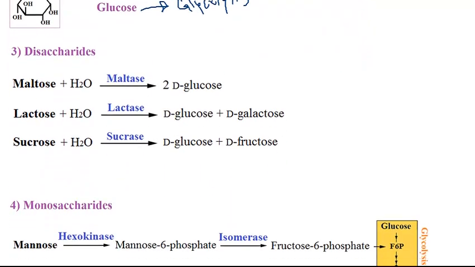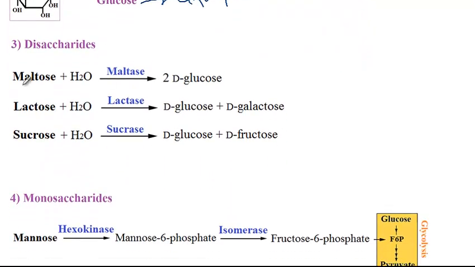Moving on to disaccharides, which includes maltose, that is made of 2 glucose molecules that are bound together, lactose, which is made of a glucose and a galactose molecule that are bound together, and lactose is found in milk. And then we have sucrose, which is made of a glucose and a fructose molecule. Now breakdown of all these disaccharides, like breakdown of maltose by maltase, will give us glucose that can now enter the glycolysis pathway. Lactose breakdown will give us glucose. Again, all these can enter the glycolysis pathway.